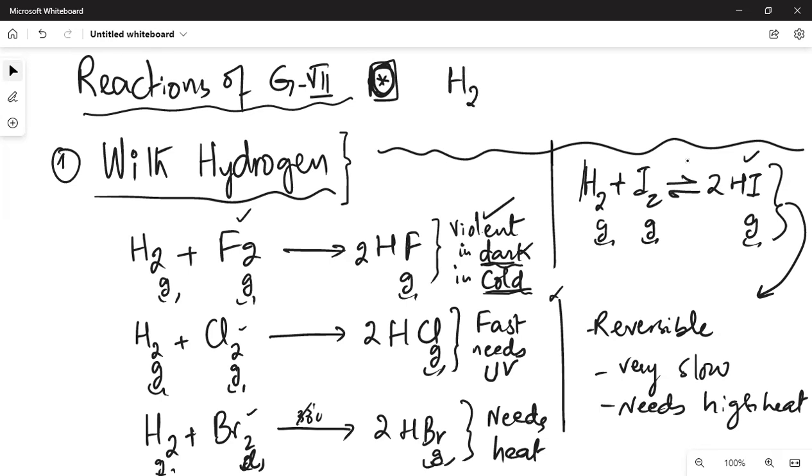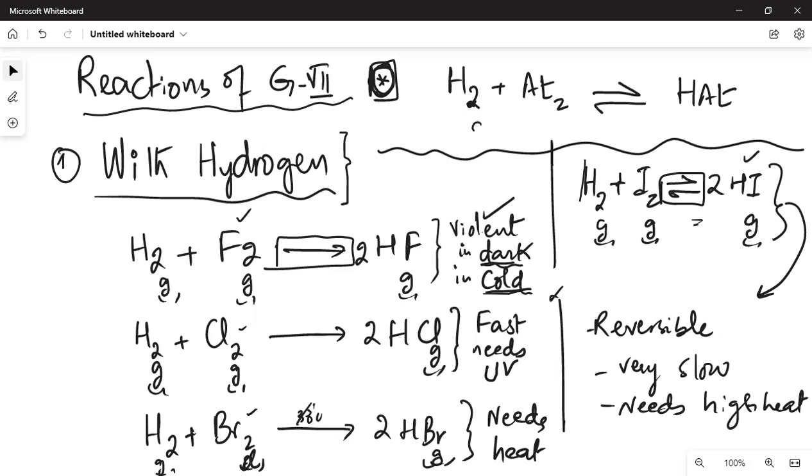That is, if hydrogen reacts with astatine, astatine is 85. So could you people try and tell me the product formed? जी बेटा, product क्या होना चाहिए? Formula of the product? HAt, hydrogen astatide. Just like all the other hydrogen halides, the formula does not change. And anyone else could tell me that the sign between the reactant and product, should it be irreversible or reversible? Reversible. This would also be reversible.